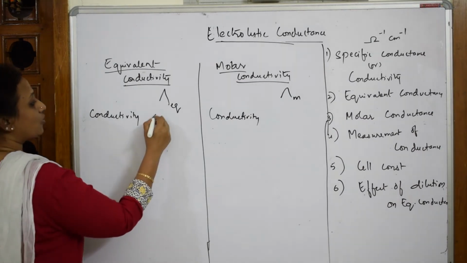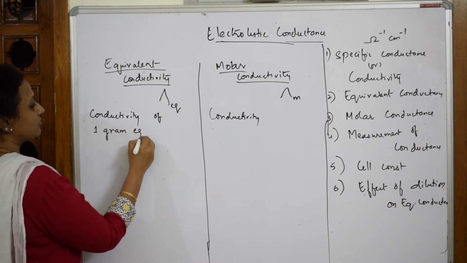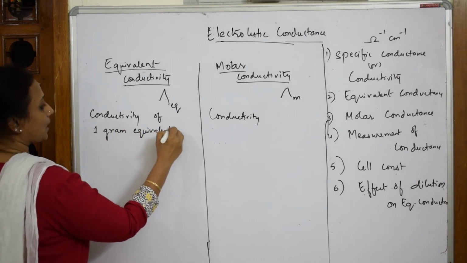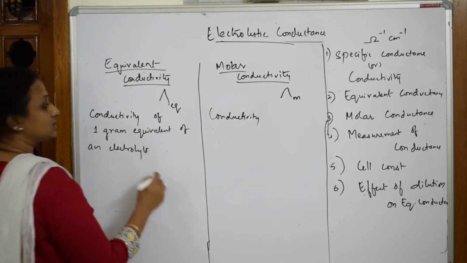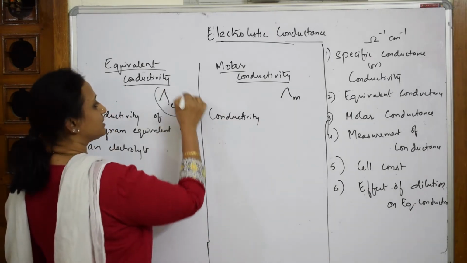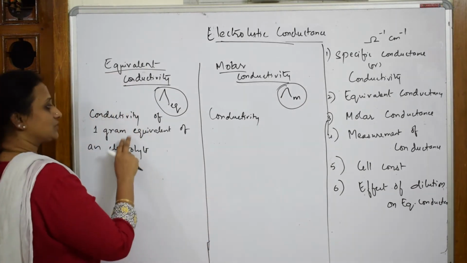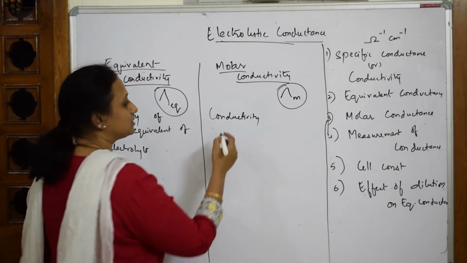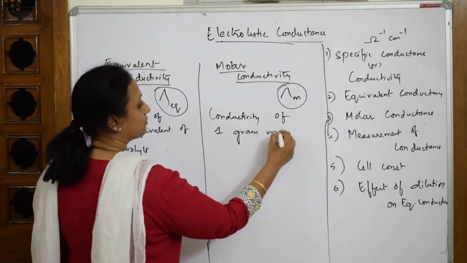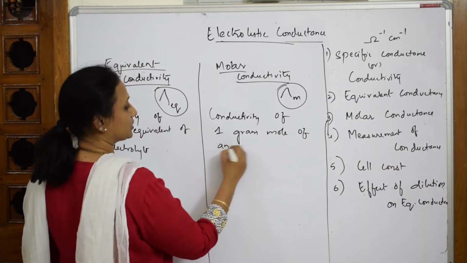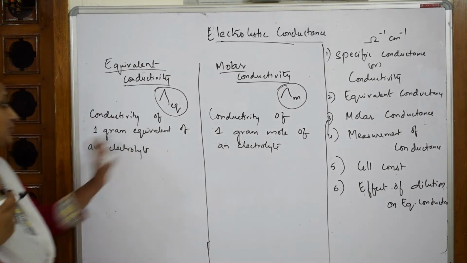So conductivity of 1 gram equivalent of an electrolyte. This one is denoted by λEQ. So conductivity of 1 gram equivalent of the electrolyte. Here, conductivity of 1 gram mole of an electrolyte. So both are the same. Only difference is here you're going to take gram mole, here you're going to take gram equivalent.